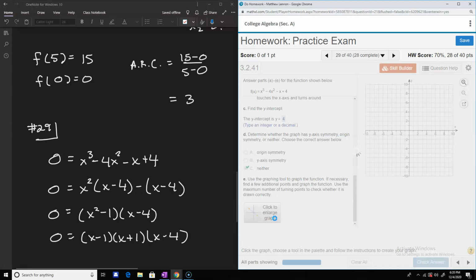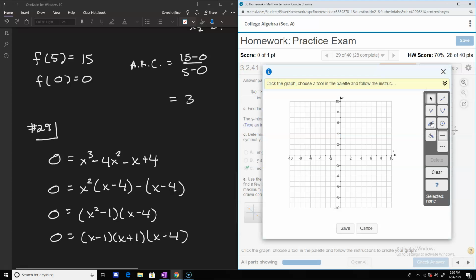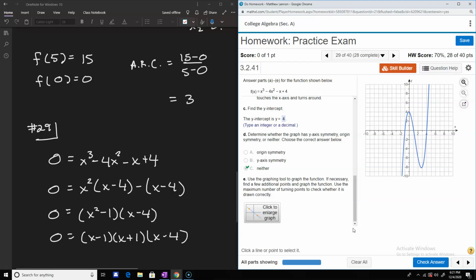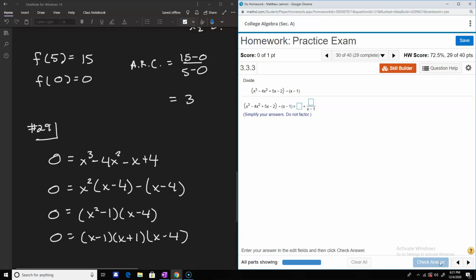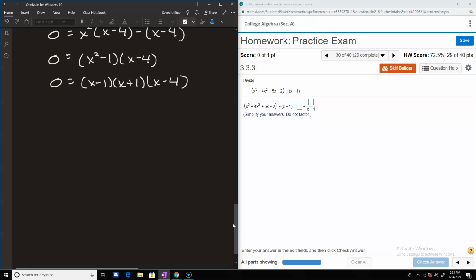Okay, so now they want us to graph, so basically we just need to pick the shape, which is this cubic shape here, and then we just want to plug in all the intercepts we know. So we know it has a y-intercept of 4, and x-intercepts of 1, -1, and +4. So that gives us the graph. Okay, so now we have some synthetic division. So let's go ahead and do that.